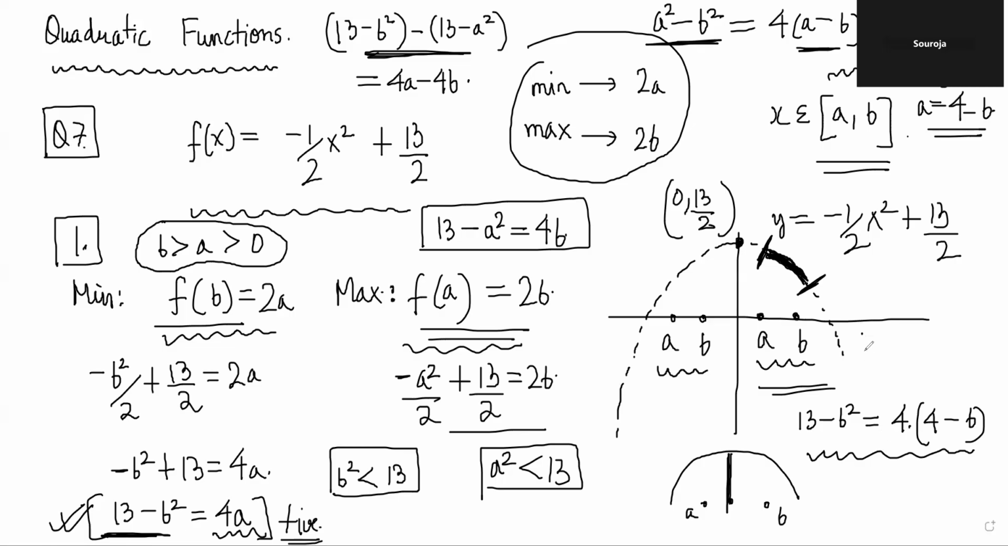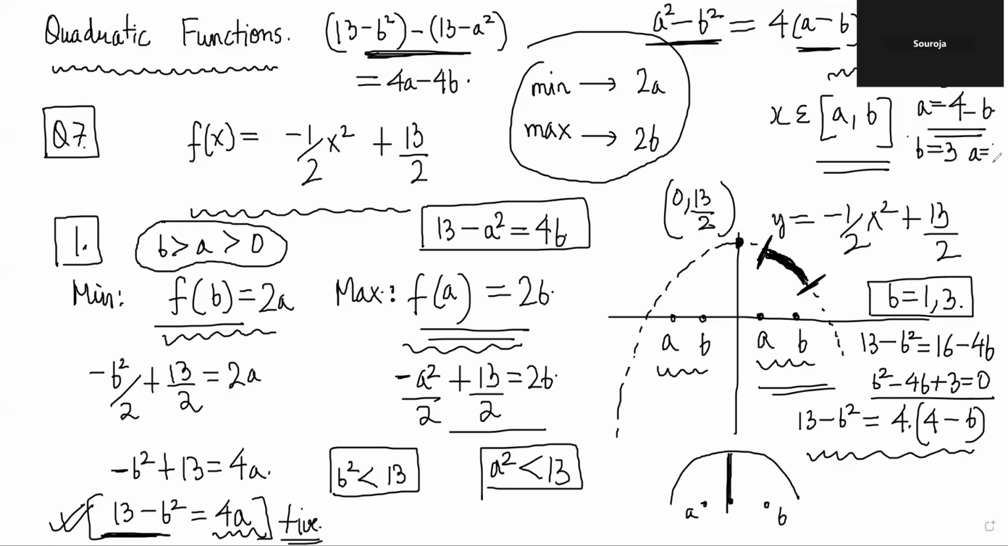Yeah, right. I'm getting 13 minus b square is equal to 16 minus 4b, and I'm getting b square minus 4b plus 3 is equal to 0. And from here, b is coming out to be 1 or 3. If I put b as 1, a will be 3, but that is not allowed because a is supposed to be smaller, right? So b should be 3, a will be 1, and I'm getting a proper solution in this case. b is 3, a is 1.